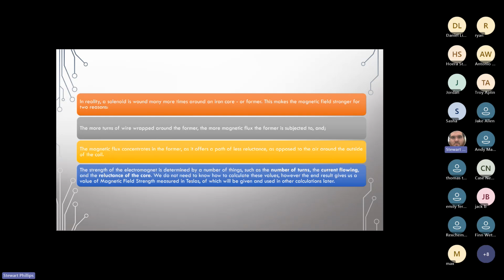So the strength of the electromagnet is determined by a few things, such as the number of turns, the current flowing, and the reluctance of the core. We do not need to know how to calculate these values. However, the end result gives us a value of magnetic field strength measured in Teslas, which we will be given and use in other calculations later.